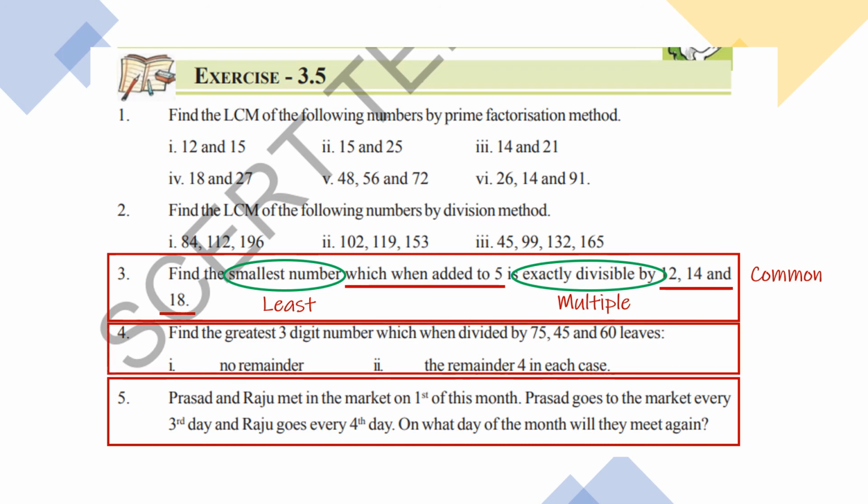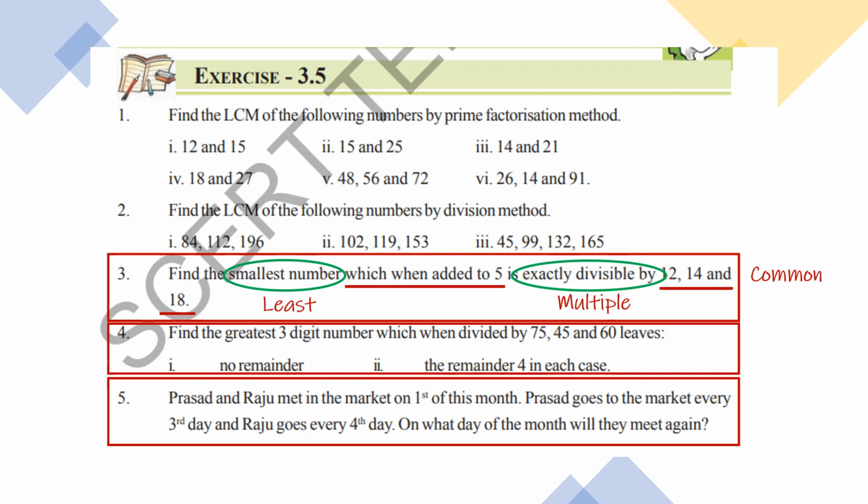Finally, question number 4. You will try doing this again, but I will give you a hint. We have to find the greatest 3-digit number which when divided by 75, 45 and 60, the first part says leaves no remainder. What are the keywords we can already see here? Divided by and leaves no remainder, which means we are looking for a multiple. We are also looking for a multiple which can be divided by 3 numbers. So we are looking for the common multiple. Now it is asking us to find the greatest 3-digit number.